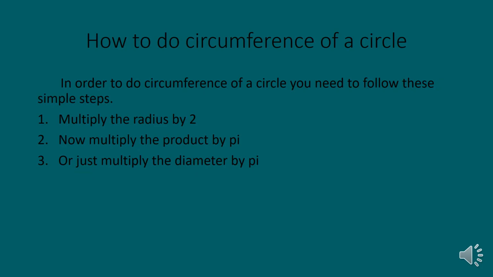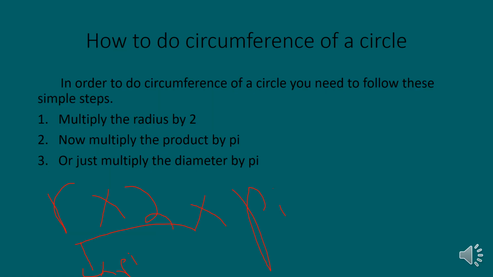How do we do circumference of a circle? In order to do circumference of a circle, you need to follow these simple steps. There's two different ways you could do it. If you know the radius, then you can multiply the radius by 2. If you know the diameter, you can multiply the diameter by pi. Alright, guys? So what it just means is you can multiply the radius by 2, then multiply it by pi.